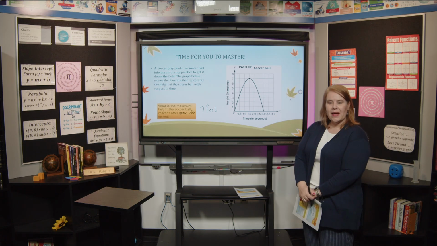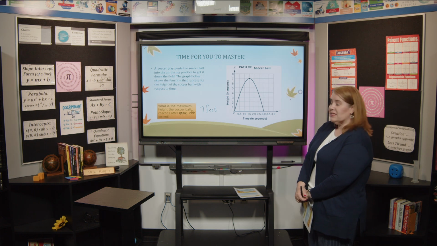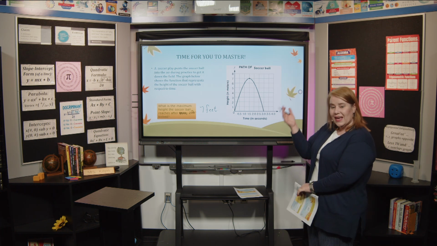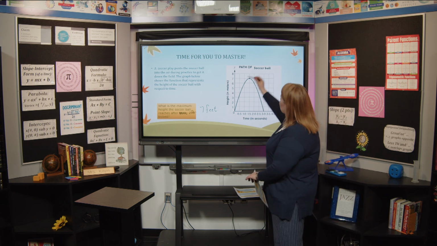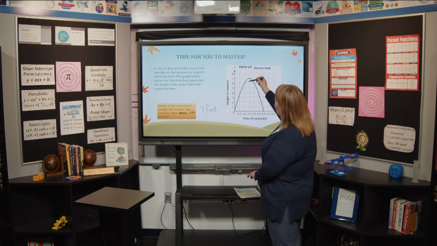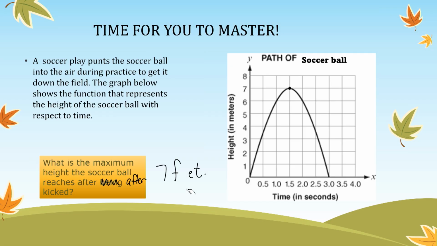Does your information match mine? When I look at 0 seconds, it's on the ground. He kicks or punts the ball, and it reaches the height of 7 meters. That's meters. That's why we always want to make sure that we read our graphs. And at 1.5 seconds, it gets to the highest point, and then it falls back to the ground at 3 seconds. So we have answered that problem.